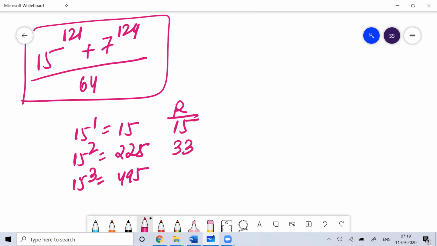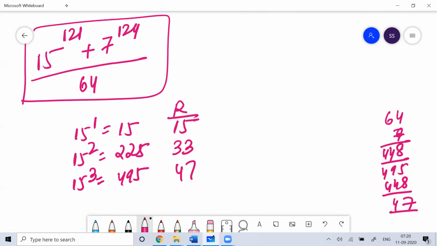So if you check with 64, how much will you get? 64 times 7 is 448. 8 would be a bigger value. So 495 minus 448, you'll get 47.